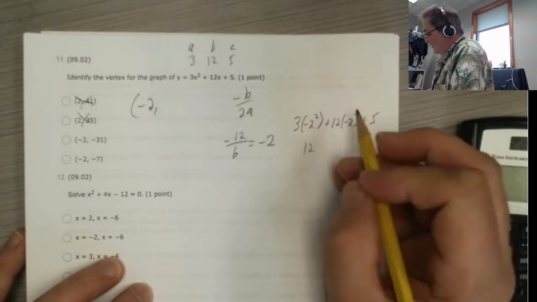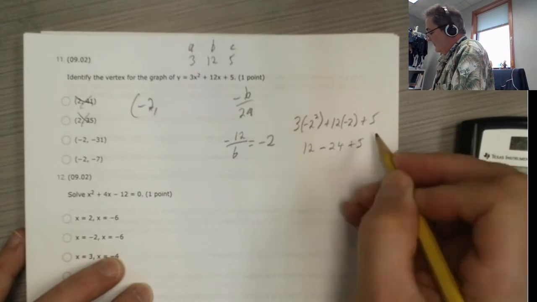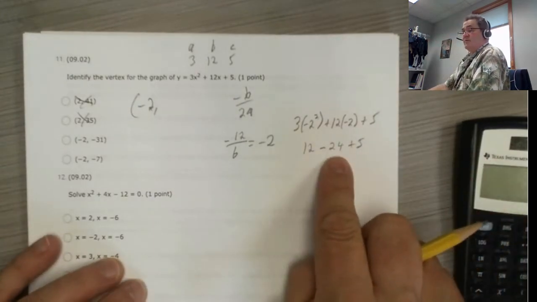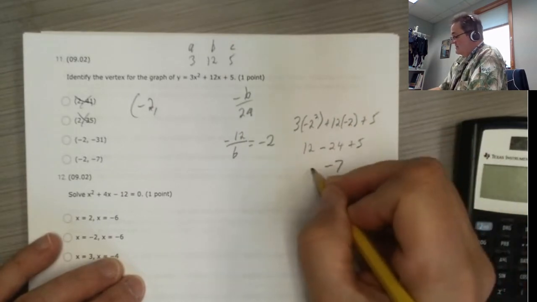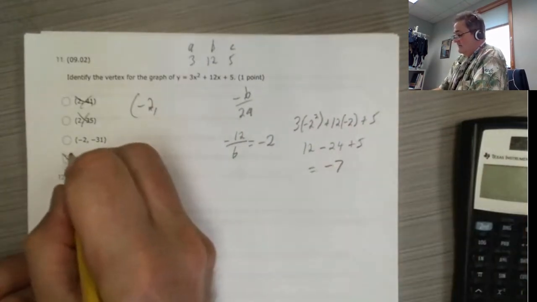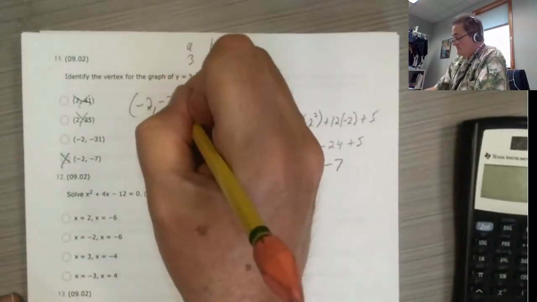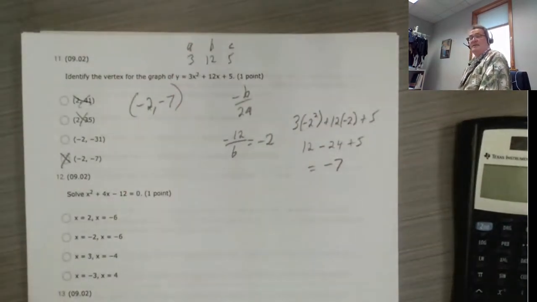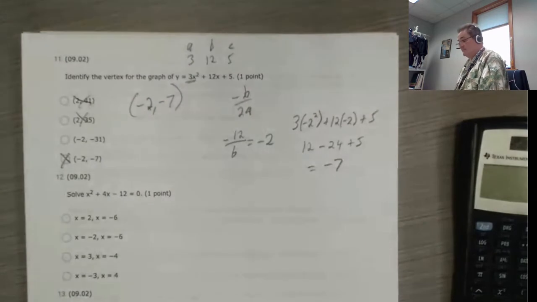12 times negative 2 is negative 24, and then plus 5. So 12 minus 24 is negative 12, and then we add 5, negative 7. So it equals negative 7. Well, that gives us that one right there. Negative 2, negative 7 is the vertex for that graph right there. The lowest point. Since this is positive, that would be the lowest point, the minimum.